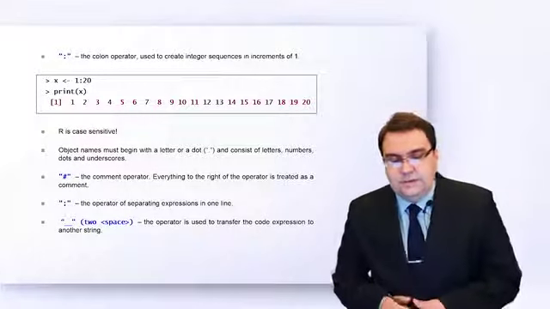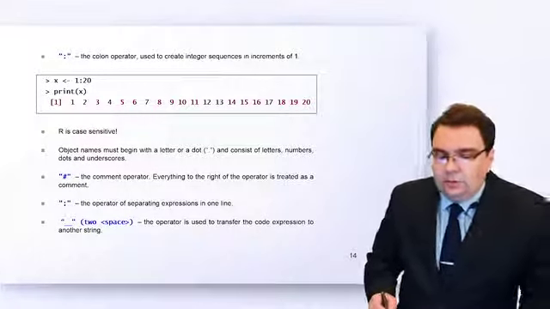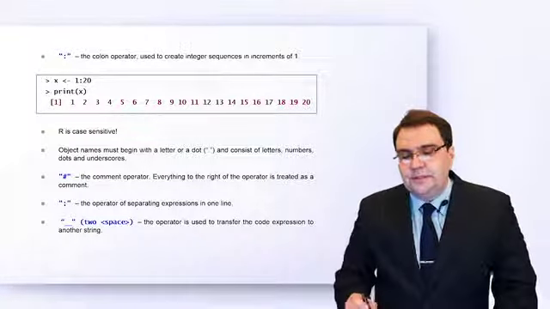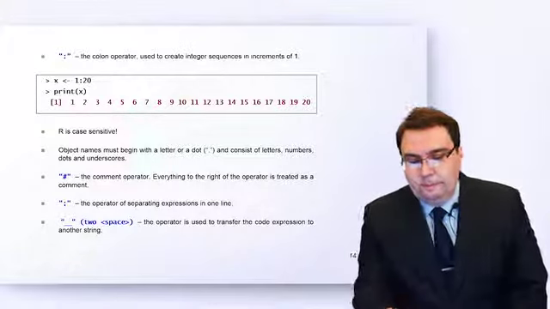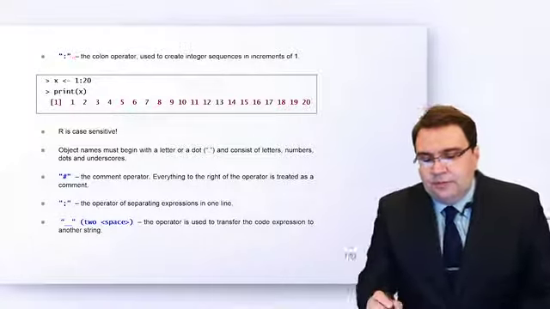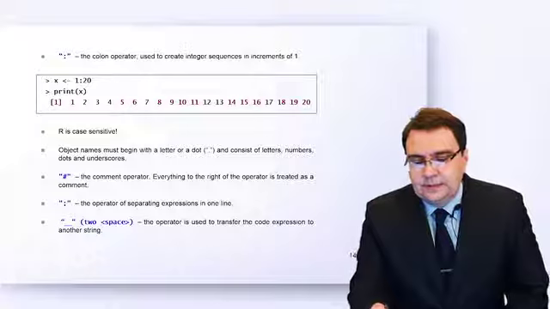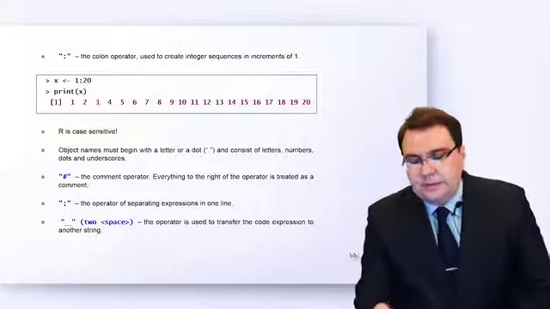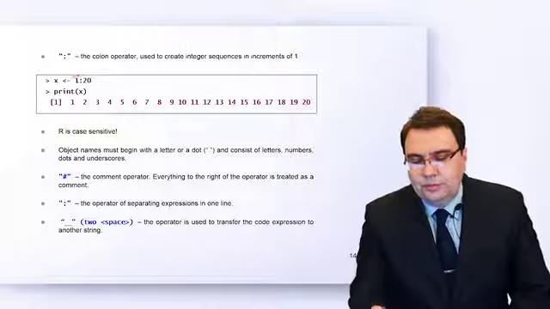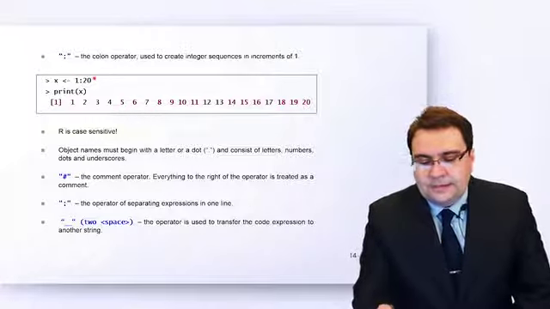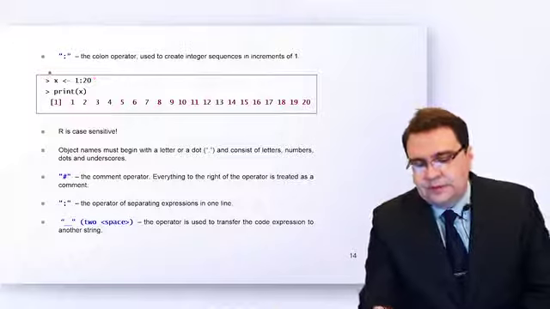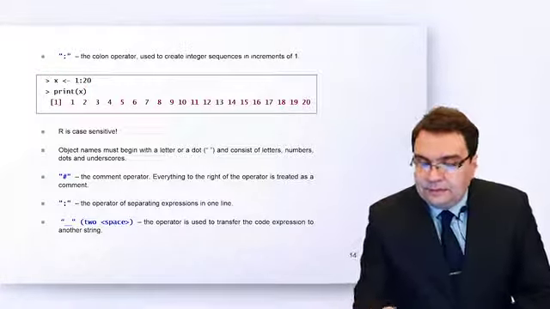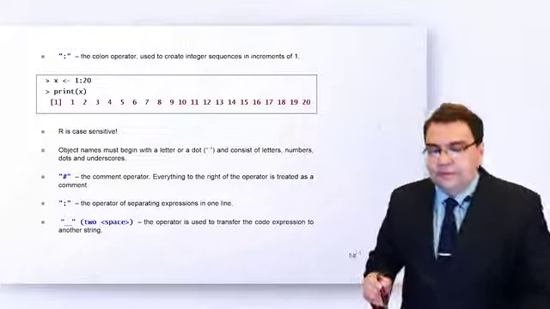Okay, the next important operator is a colon operator used to create integer sequences in increment of 1. An example, if we would like to create a sequence like 1, 2, 3, and so on up to 20, I just write 1 colon 20 and assign to the variable x and print this variable. I have the sequence from 1 to 20.